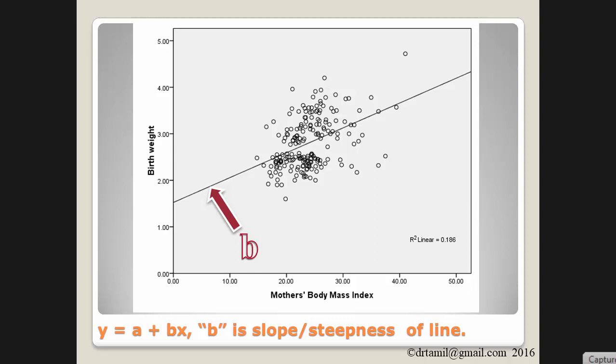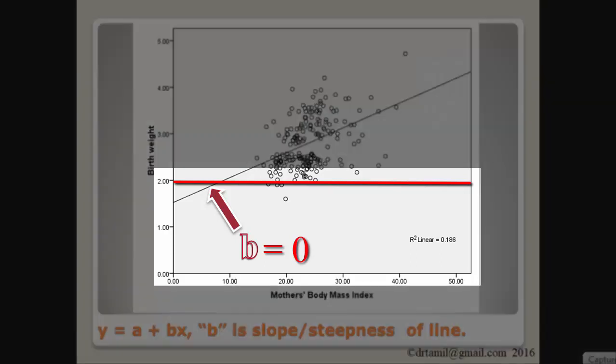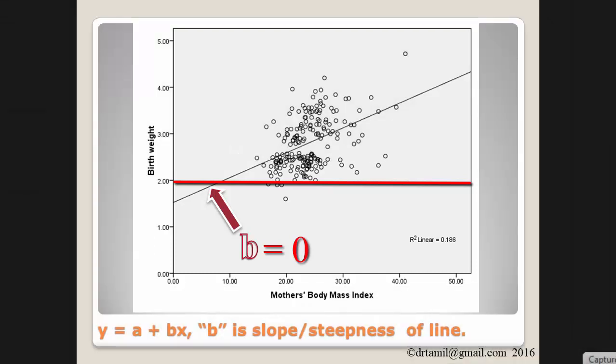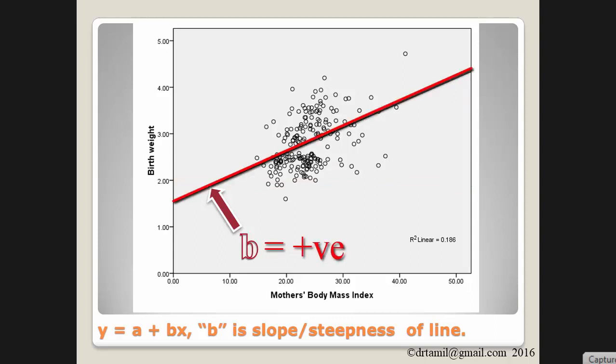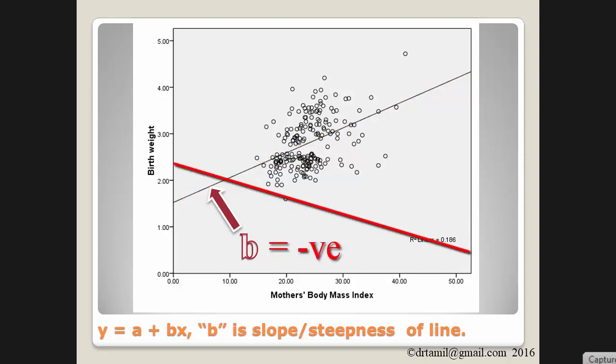What does it mean? When b equals 0, no relationship. So you don't want b to be equal to 0. What do I mean by b equals 0? If b equals 0, the line will be like this. Straight line. So we don't want b to be equal to 0. If b equals 0, it means there's no relationship between x and y. So the b, if it is positive, the line will be going up. The b, if it is negative, it will be going down.